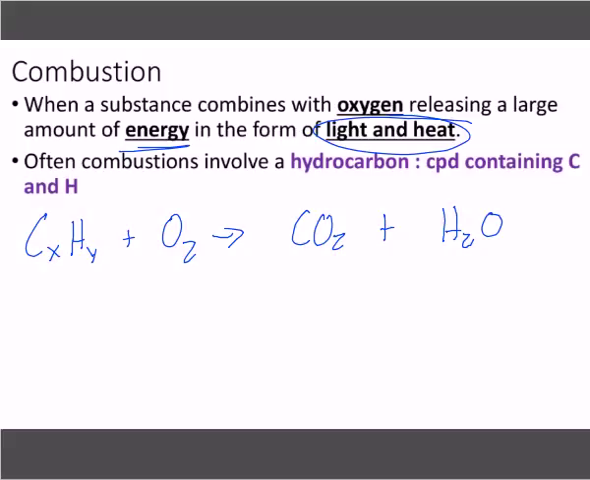Now, why did I put x and y there? Because it could be any. They could be any different amounts of those elements. So, methane that we used the other day was CH4, so C1H4. That's going to change, but the other pieces remain the same. That's how you identify a combustion reaction. All right, that's as much as we're going to talk about it right now.